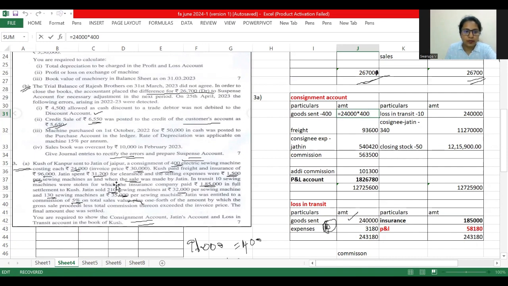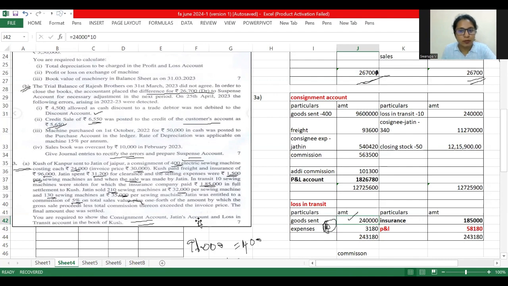1,500 per sewing machine is the sales expense. In transit, 10 sewing machines were stolen. So 10 sewing machines stolen in transit. So I am giving a credit in my consignment account, 10 into 24,000. And where am I taking this amount to? To loss in goods in transit, 2,40,000. The clearance expenses and freight expenses are for 400 units.